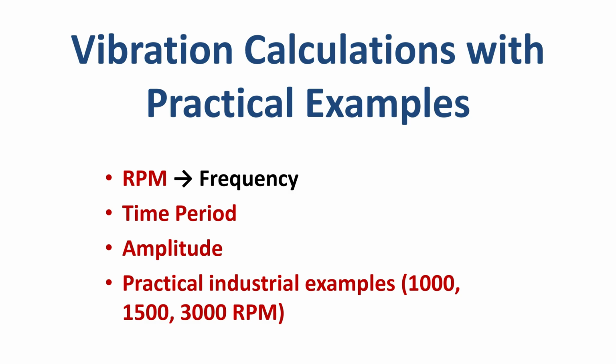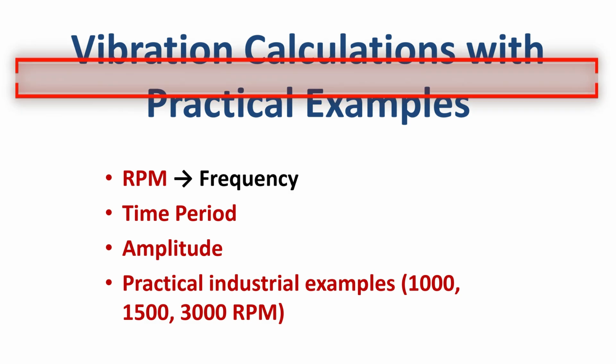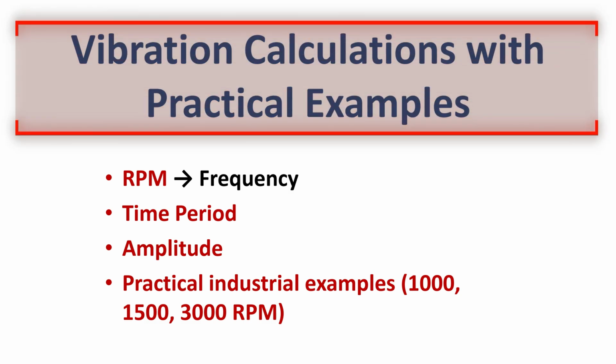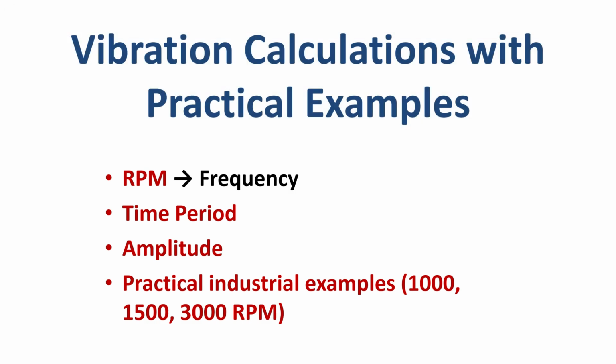In today's video, we will perform some real world vibration calculations using some machines, taking examples for machines that are running at RPM of 1000, 1500 and 3000. Why have we selected these three RPMs? Because most of the machines in the industries you will find running at these speeds.